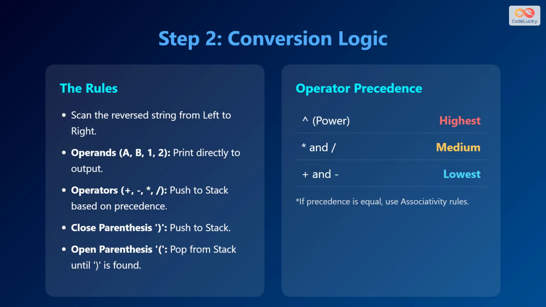Step 2 is the core logic. We scan the string. We print operands immediately. But for operators, we use a stack based on precedence. Powers are highest, followed by multiplication and division, then addition and subtraction.